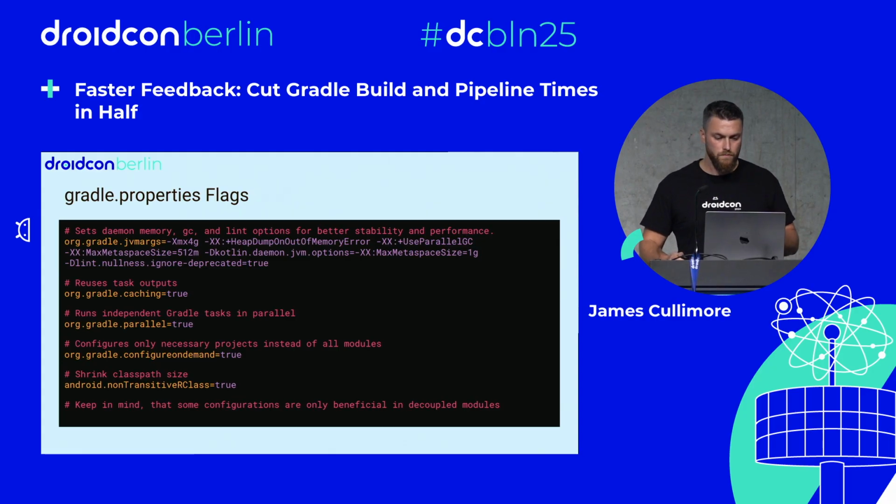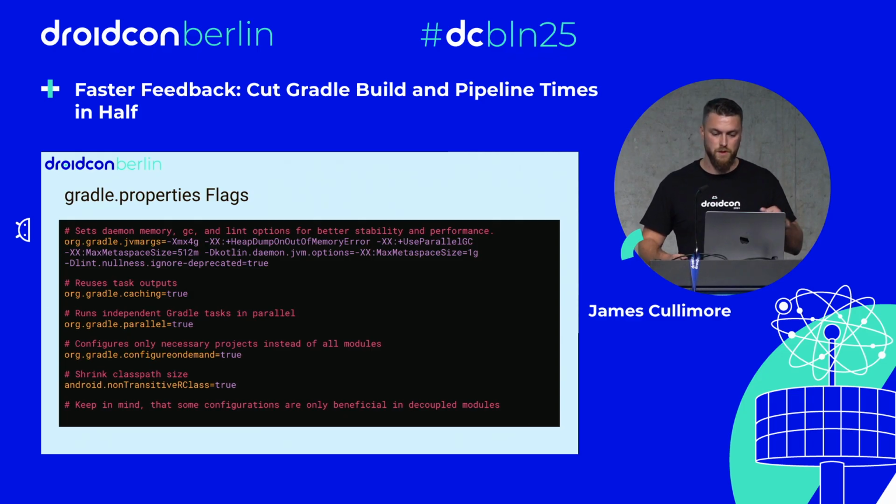compilation. Gradle caching enables Gradle's build cache, obviously. This reuses outputs from previous builds, which is huge for CI and for switching branches. It's basically free speed. Gradle parallel lets Gradle run independent tasks in parallel.